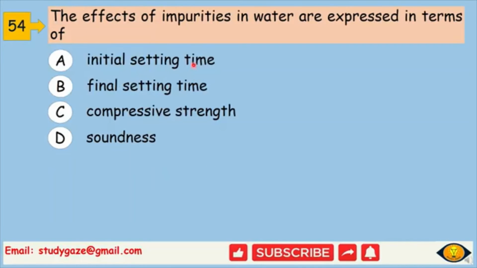54. The effect of impurities in water are expressed in terms of initial setting time, final setting time, compressive strength, soundness. The answer will be A. Initial setting time.